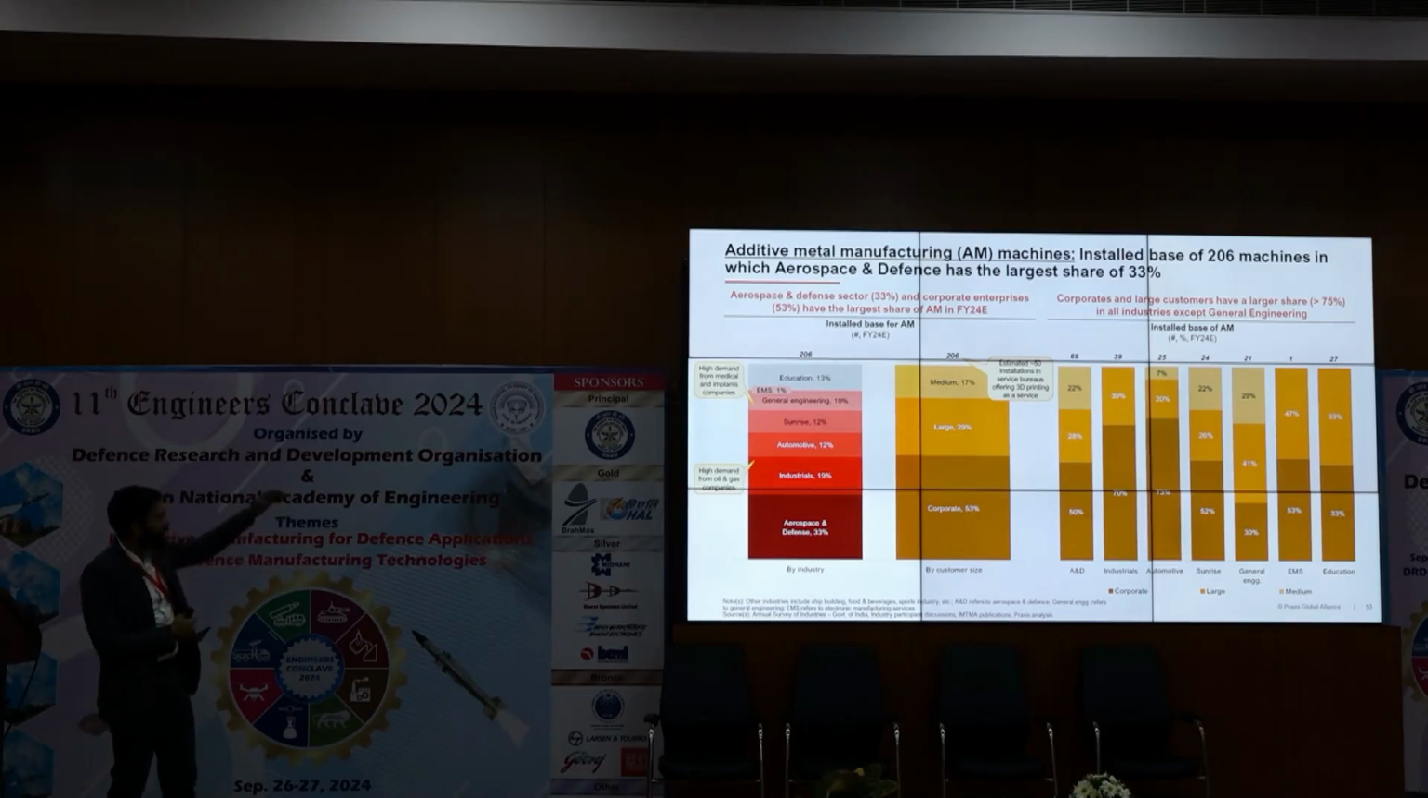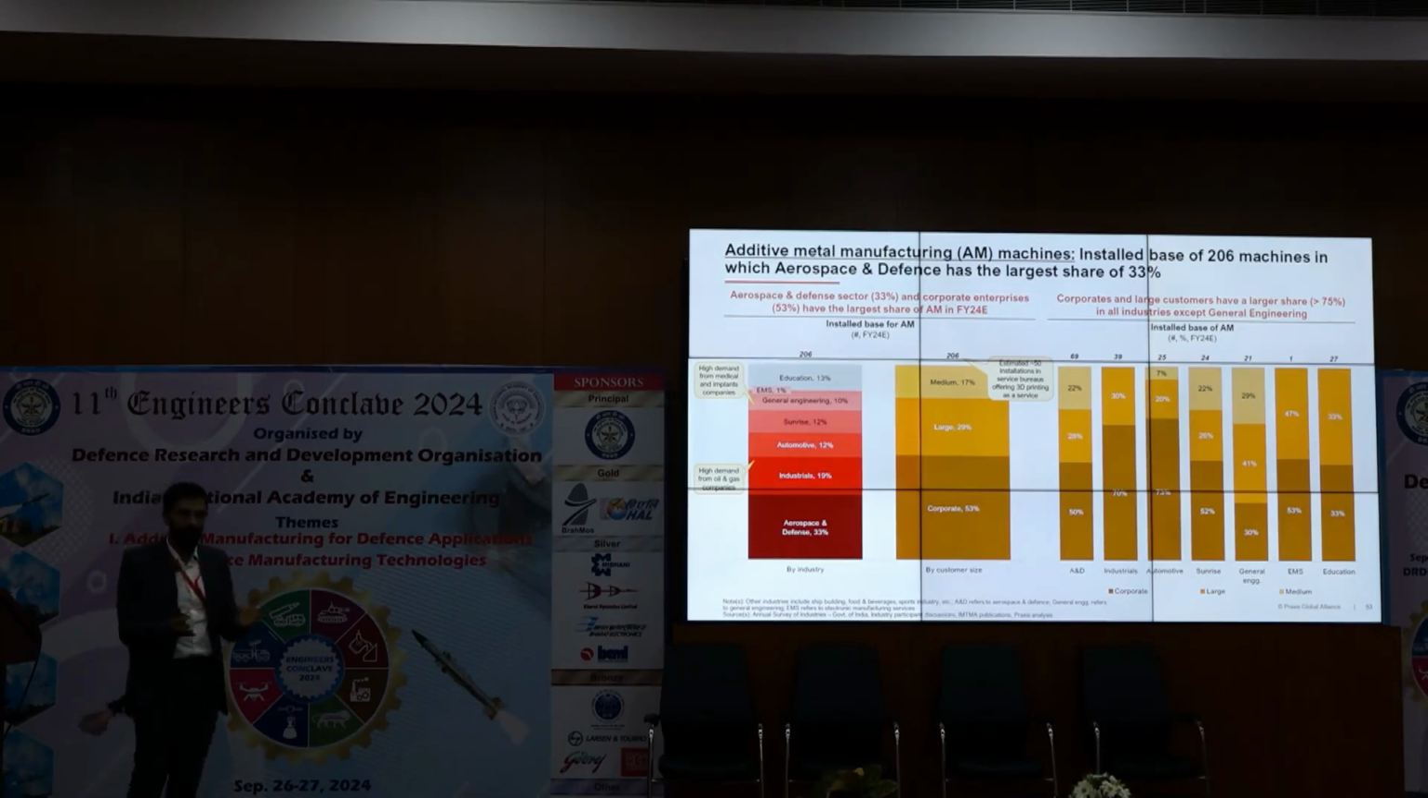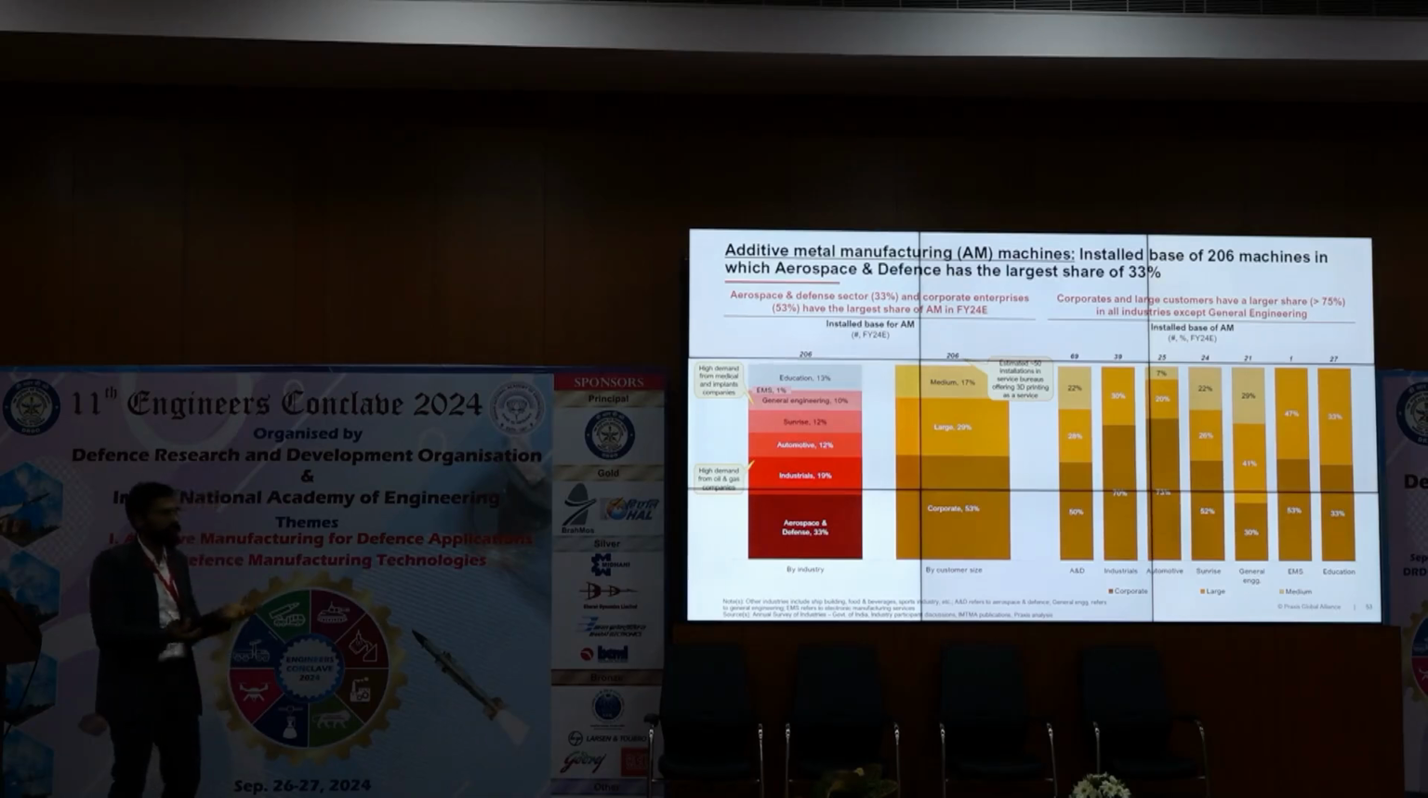Then we have the others in decreasing order, as you can see: oil and gas, which includes industries like oil and gas and others. Automotive is about 12, and other sunrise sectors are smaller. So this is just giving you an idea of how the market is segregated. Defense is already a leader, but we believe it's still just the tip of the iceberg. There's a lot more that can be done together in the country.